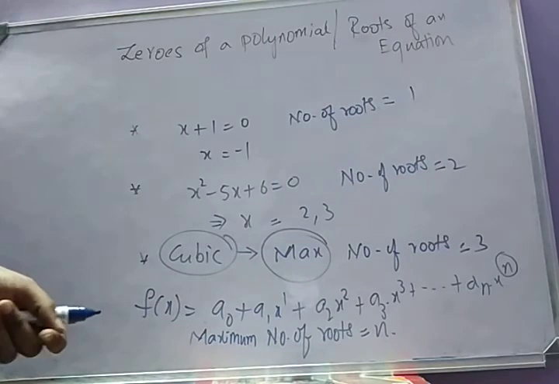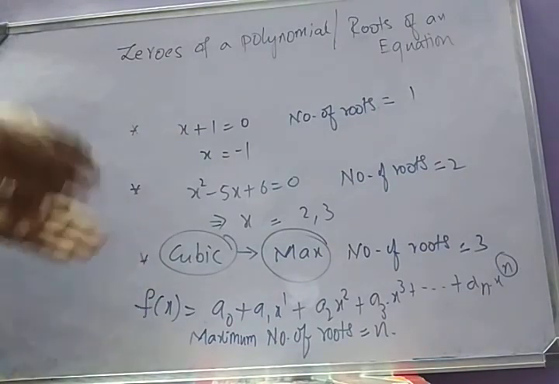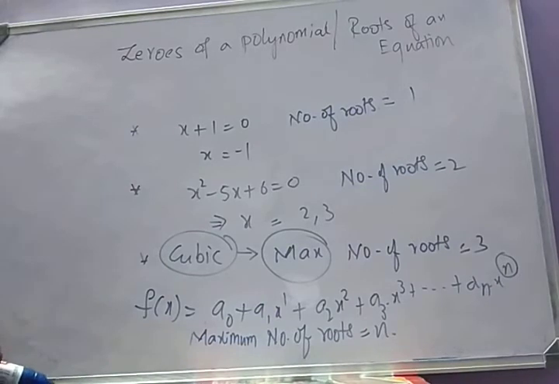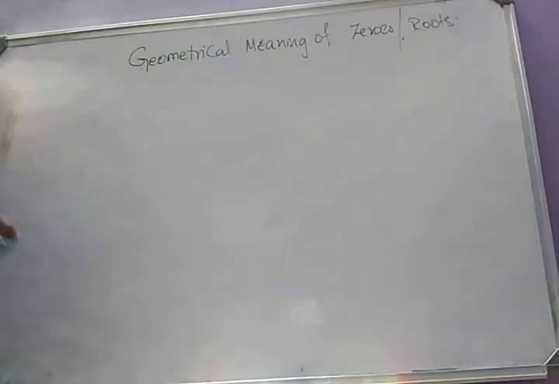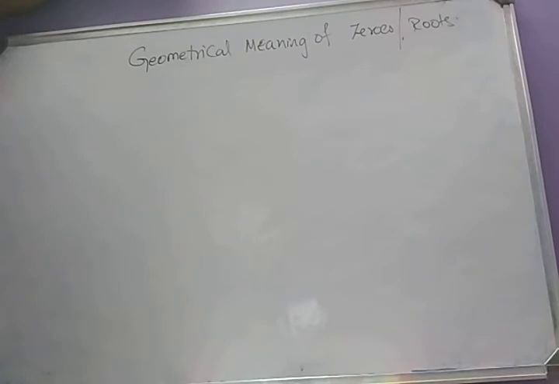Yes. So let us continue with the geometrical meaning of zeros or the geometrical meaning of roots. All of you know that any given polynomial can be plotted on a graph on the coordinate axis that we have learned already in our 9th standard and also 10th standards.